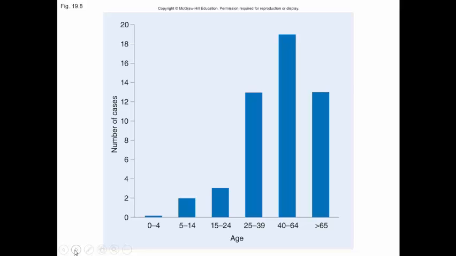So why are the 25 to 39 and 40 to 64 groups some of the highest number of cases of tetanus? Because they've not gotten a booster. They've not given themselves the booster. They've not maintained their immunity. So this is an epidemiological situation. And you notice that one of the factors is age.